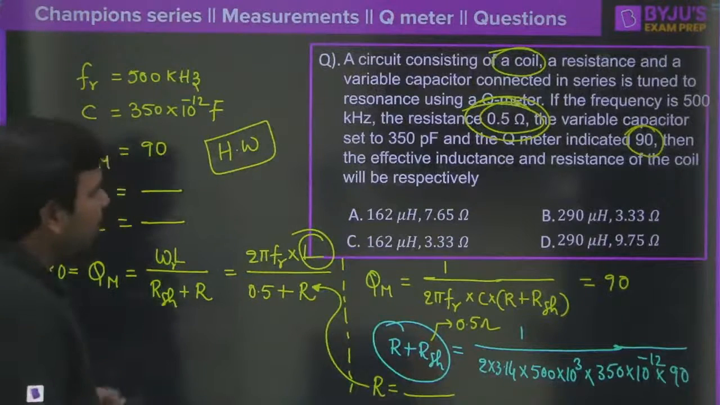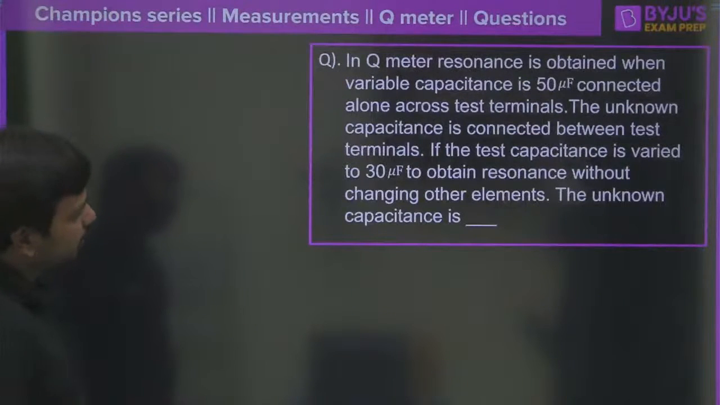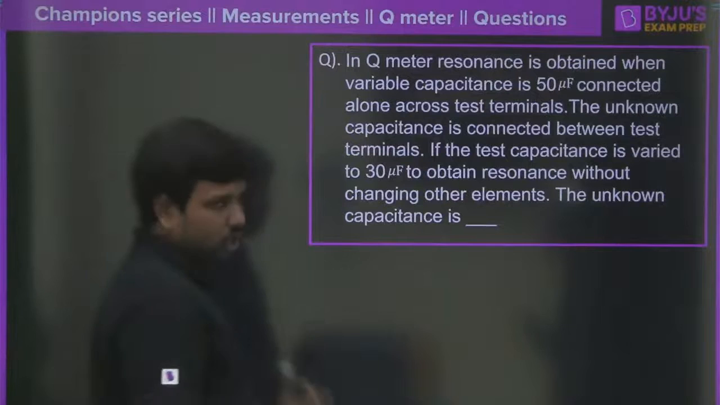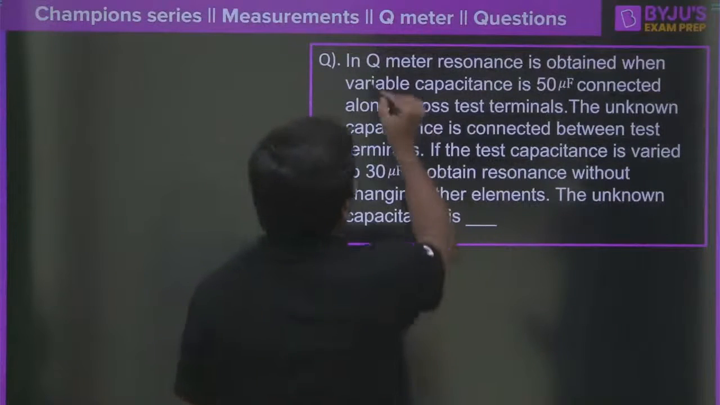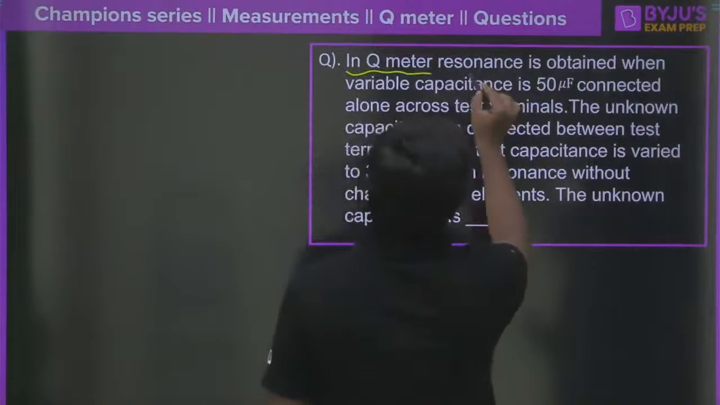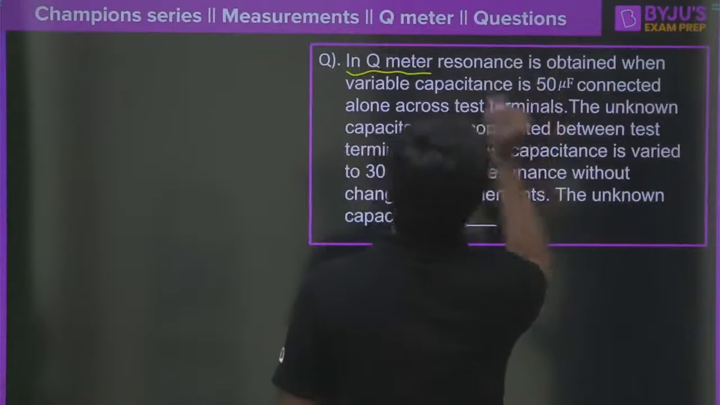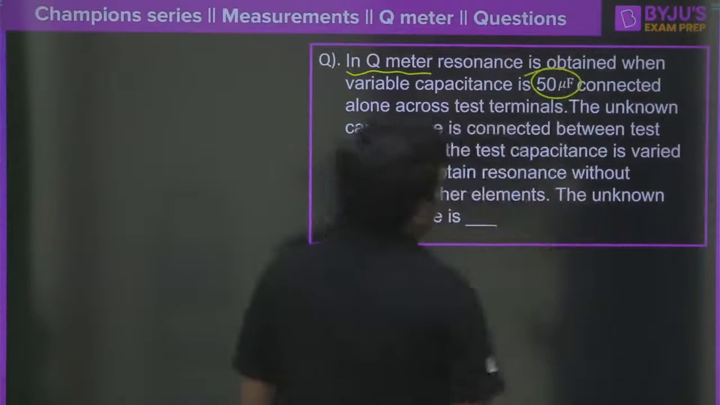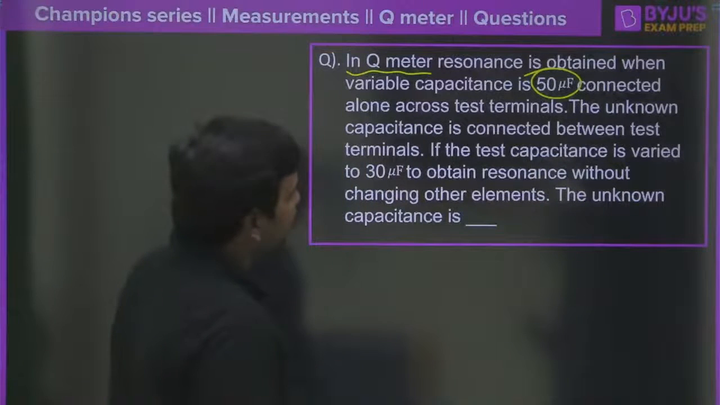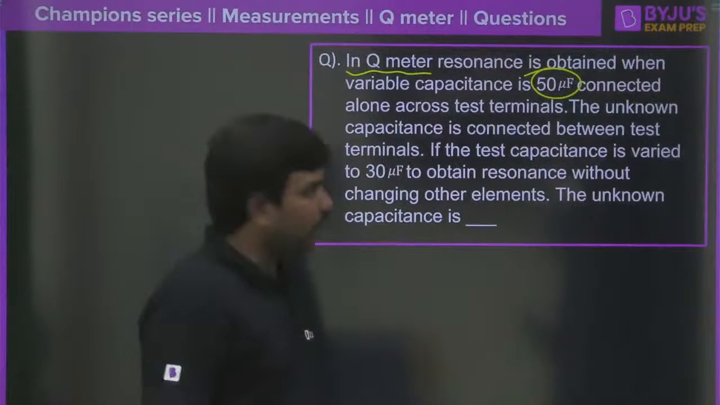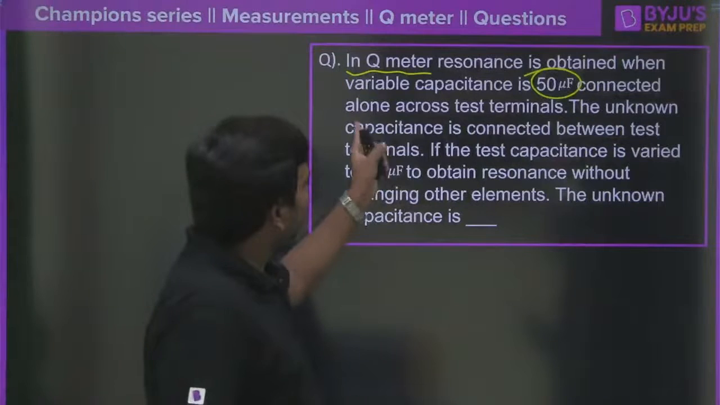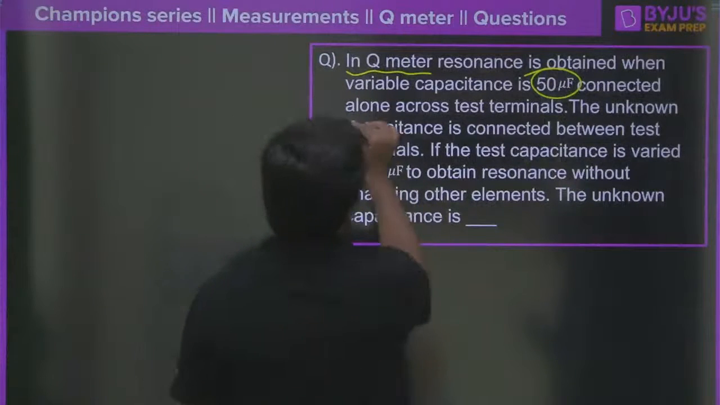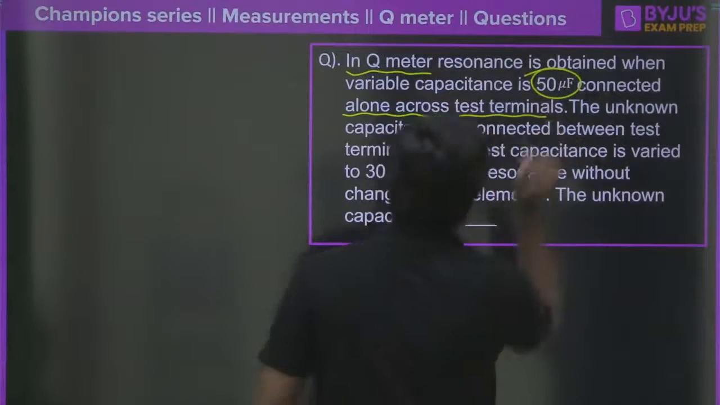No problem. Now let me go to the next question here. Okay, this is also a good question. In fact, if a Q meter resonance is obtained when a variable capacitance is at 50 picofarad, that means the capacitor is tuned to 50 picofarad, connected alone across the test terminals. Okay, right. So what does it mean?